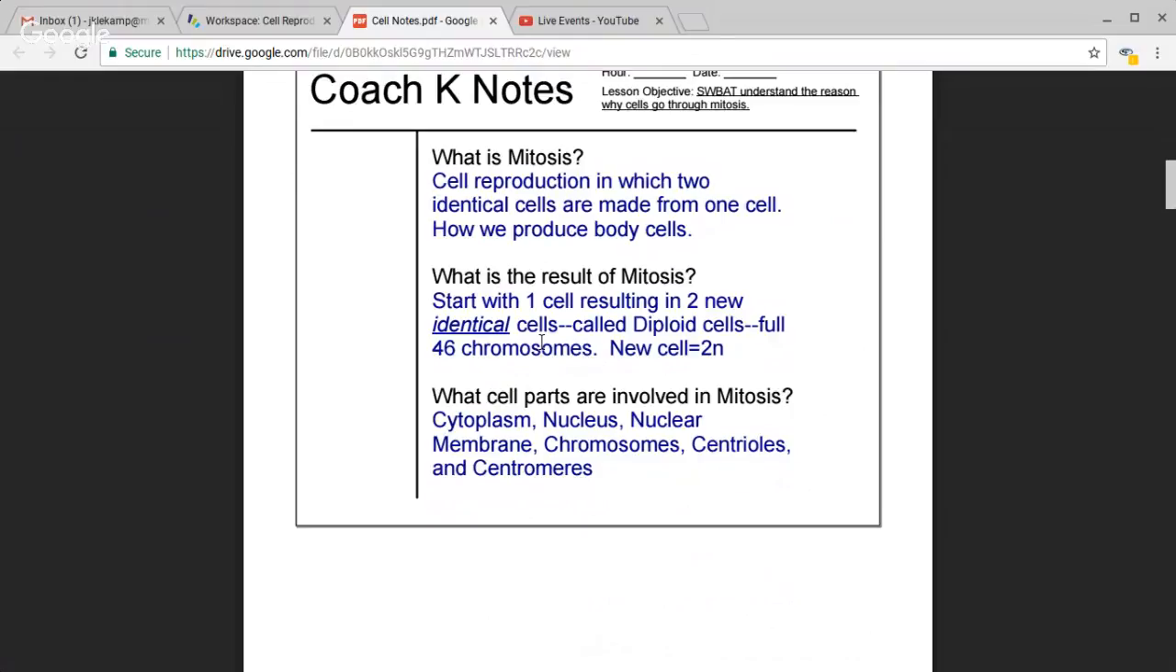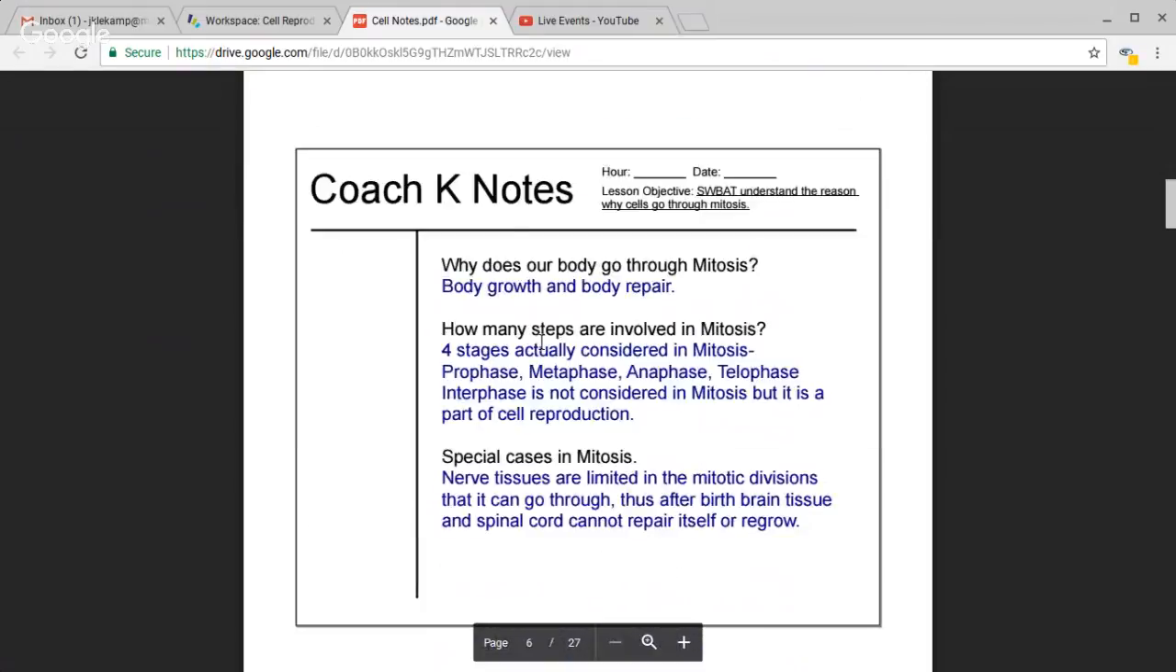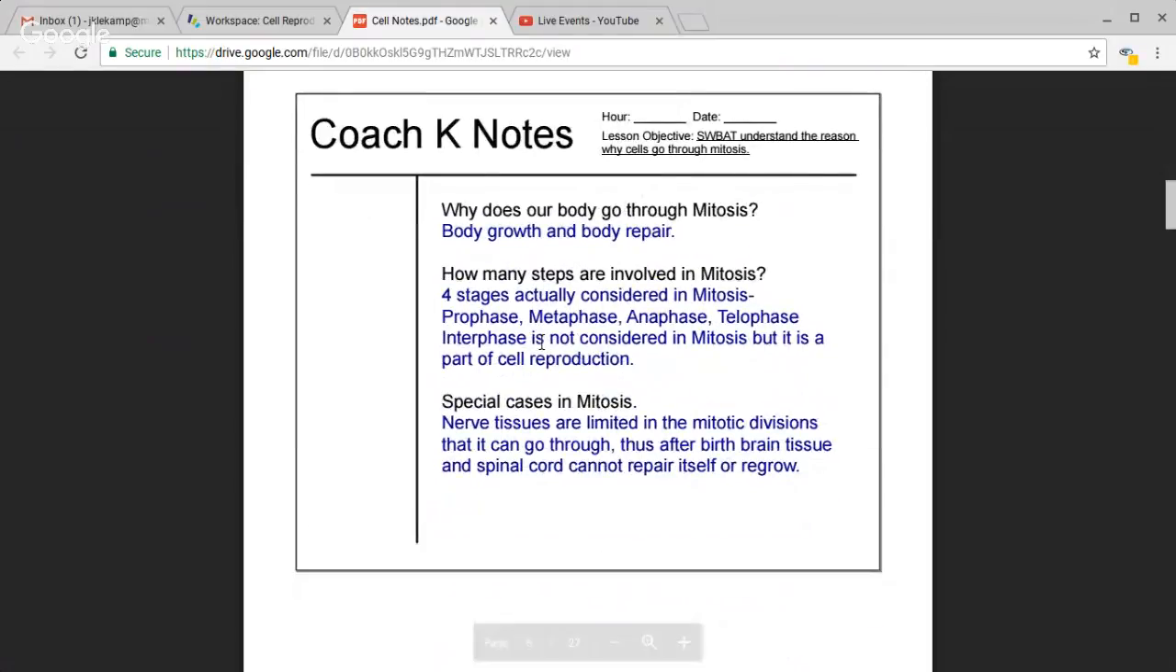Some of the major players in mitosis are the cytoplasm, nucleus, nuclear membrane, chromosomes, centrioles, and centromeres. We go through mitosis due to the need for body growth and repair. We also look at it having 4 stages: prophase, metaphase, anaphase, telophase. And then after telophase, we have cytokinesis, which is not on here, which is the splitting of the cytoplasm. And then we also have interphase, which is not considered to be part of mitosis, but it is a part of the overall cellular reproduction.